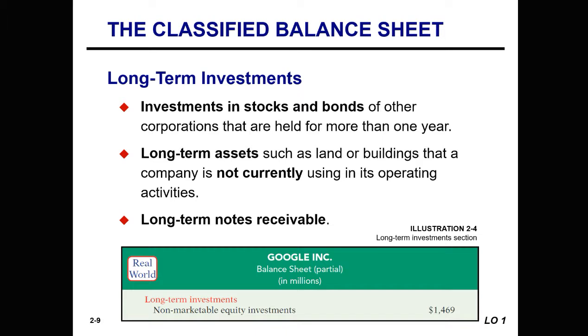The next section on the classified balance sheet is long-term investments. These are assets that can be converted into cash, but that conversion is not expected to happen within the 1 year operating cycle threshold. It's expected to happen after that. It's longer term.